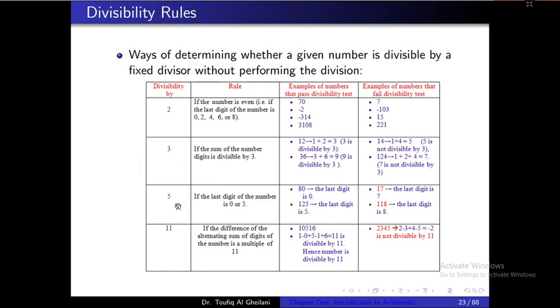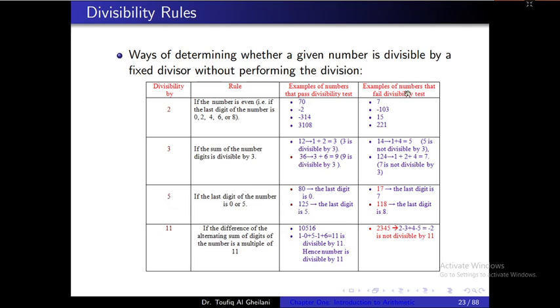We can say that a number is divisible by 5 if the last digit of this number is 0 or 5. For example, 80 is divisible by 5. Why? Because the last digit is 0. Here, look, 125 is divisible by 5. Yes. Why? Because the last digit is 5.